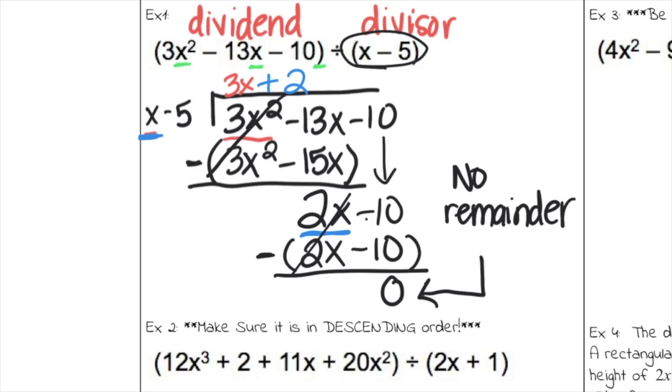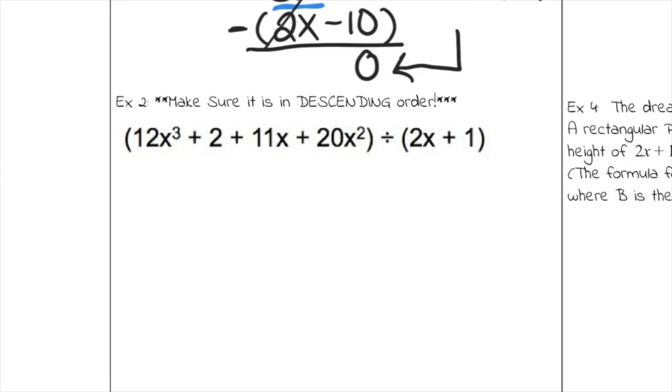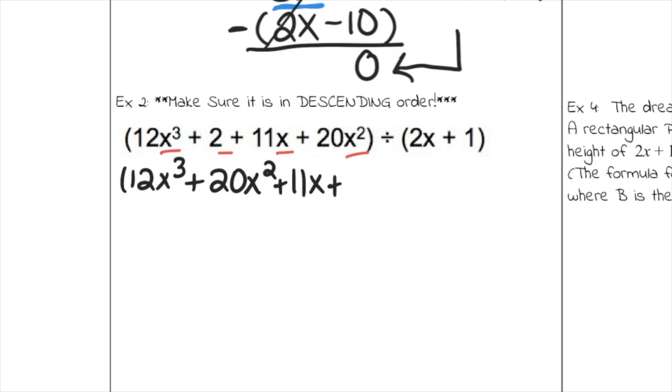Okay. All right, so for our next problem, for number 2, when I look at number 2, I can see that this time it is not in order. So if I highlight some of my pieces, I have x to the third, no x, x squared. So we need to reorder that. So for this one, this is still going to be 12x to the third. That's the largest. Then the next is going to be 20x squared and plus 11x plus 2. And then we're going to divide that by 2x minus 1. And that is already in order, so that works out okay.